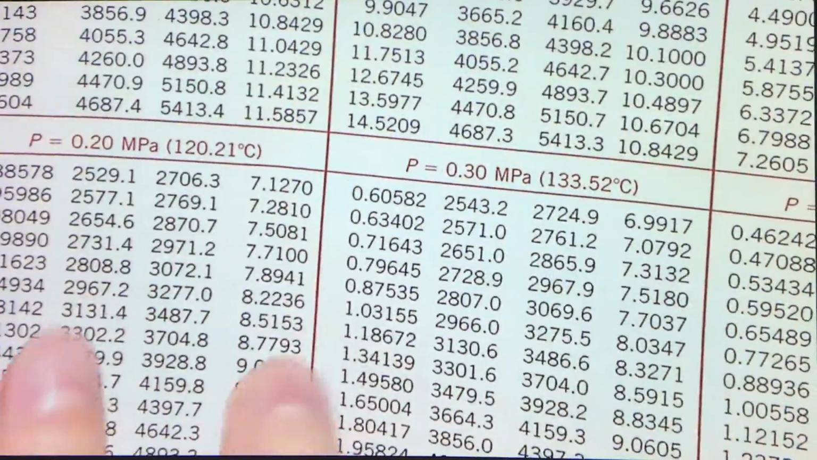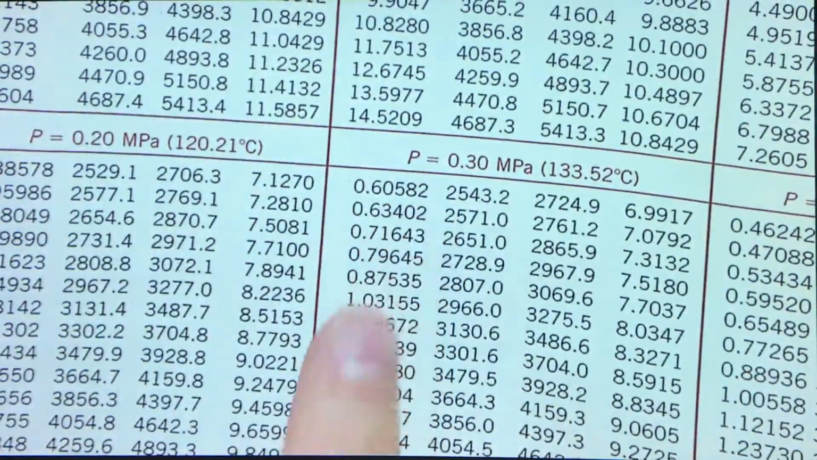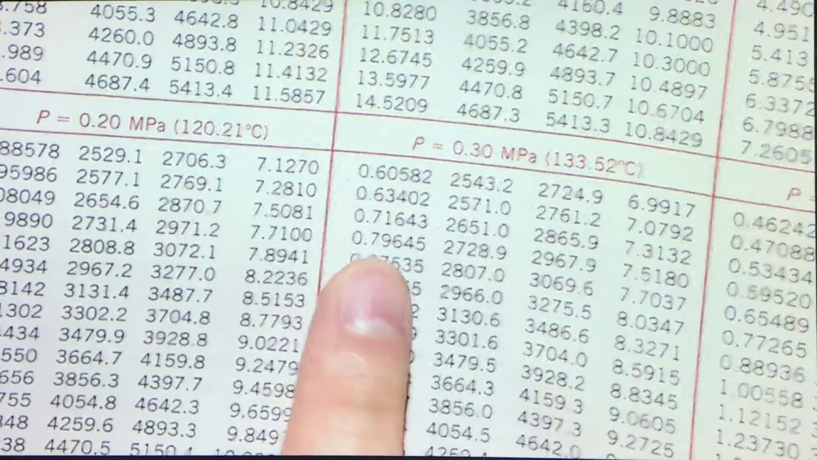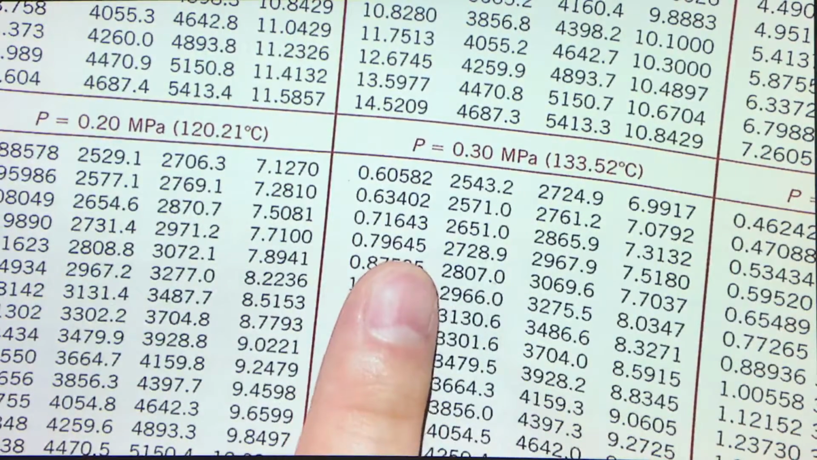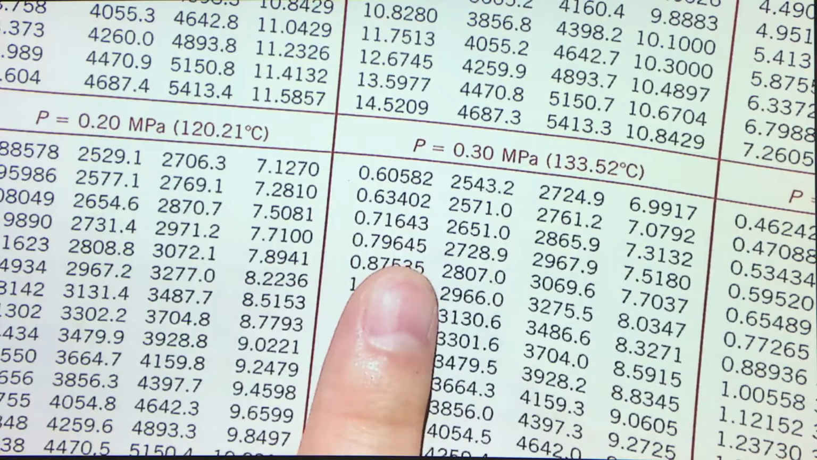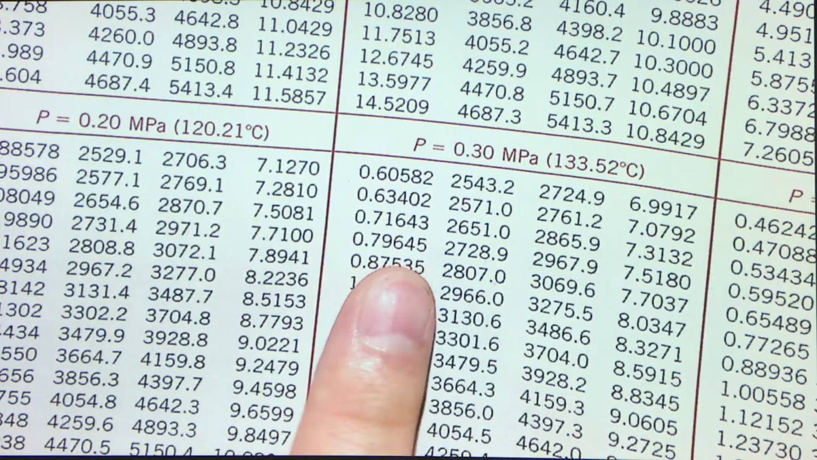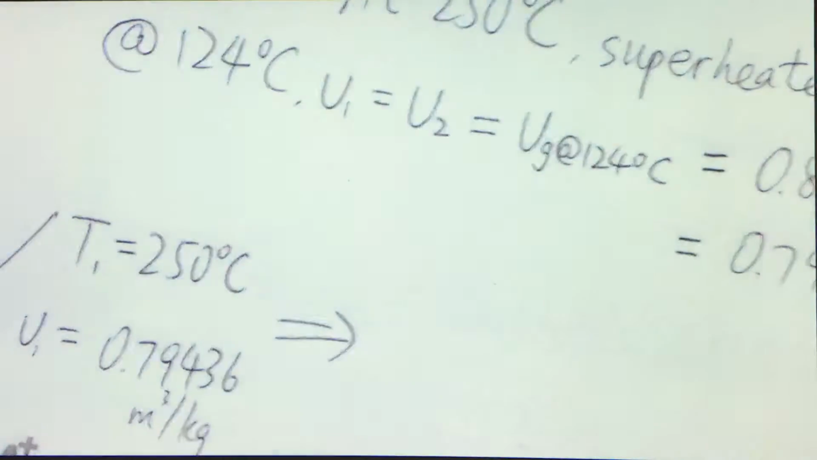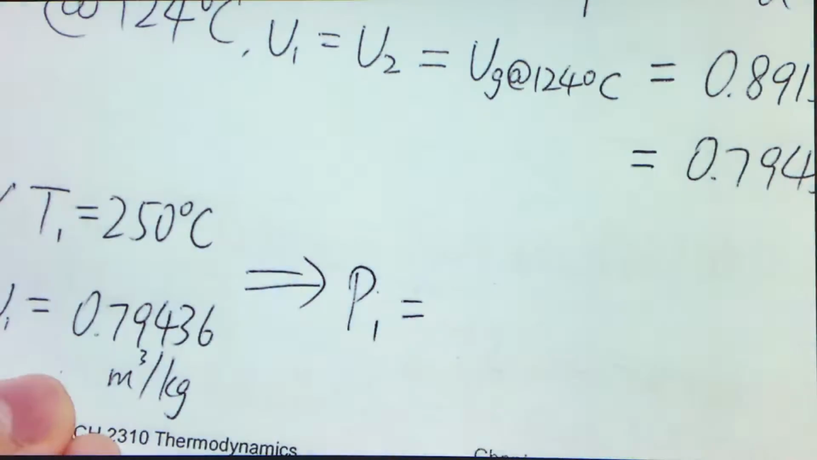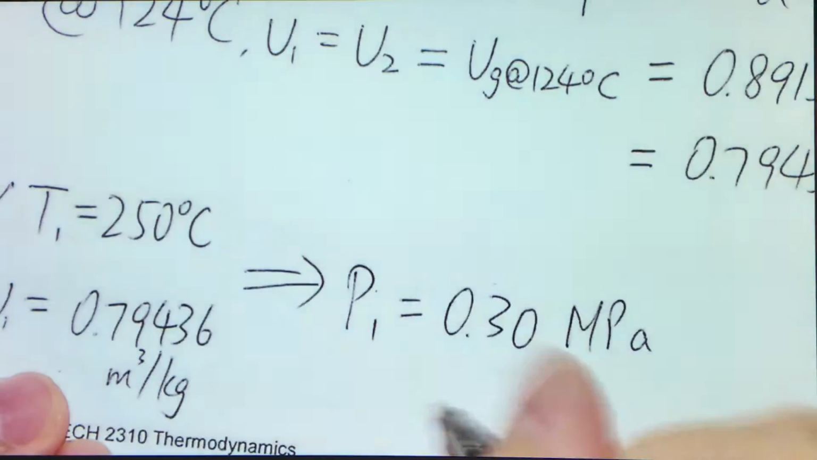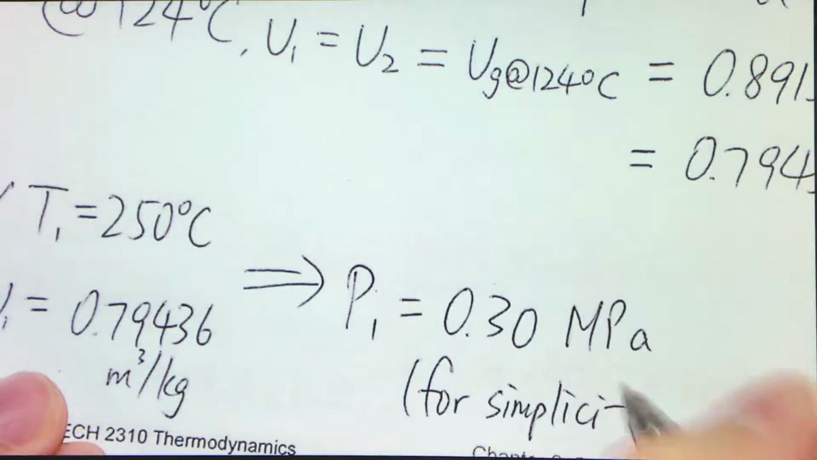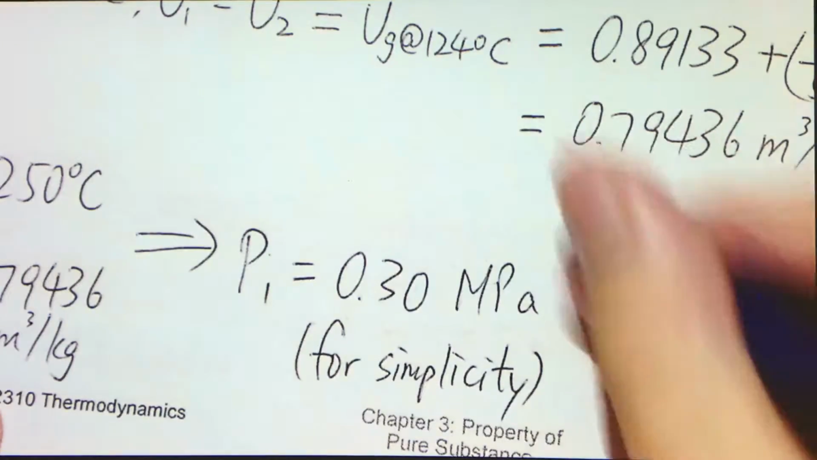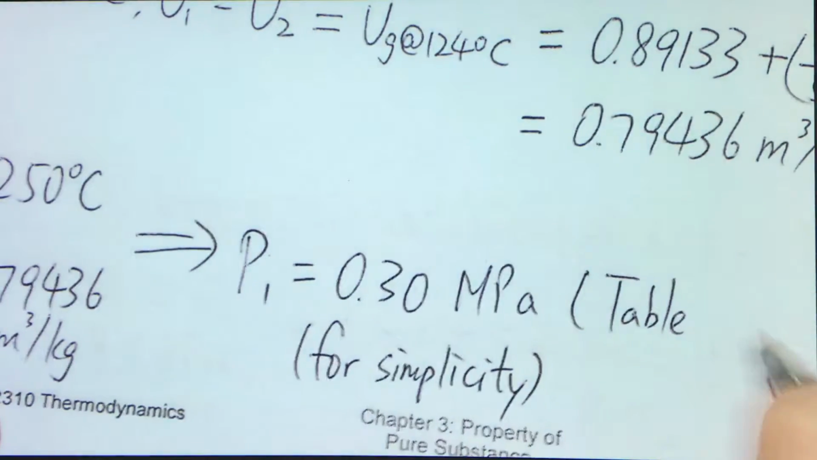Because we have only the tables for separate pressures, and we know that this value 0.79645 is very close to our desired value, for simplicity we just take this pressure. So this pressure is equal to 0.30 megapascal. This is just for simplicity. Of course, you can get a more accurate value. So this is from table A6.